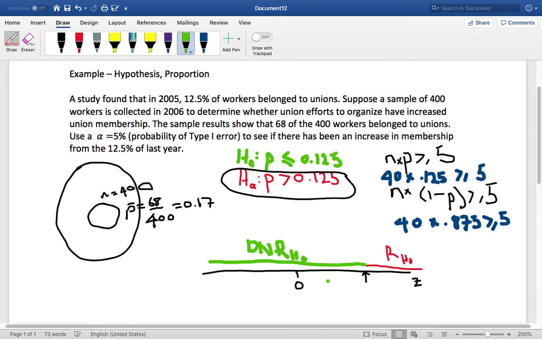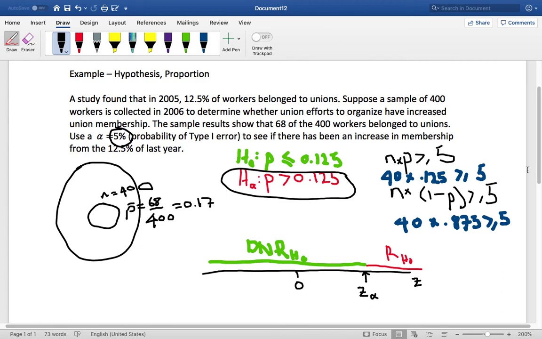So the critical value, if you remember, for a one-tailed test for proportions, is going to be z of alpha. Sorry, not z of alpha over 2, because it's a one-tailed test, so it's just going to be z of alpha. And we were told that alpha is 5% up here.